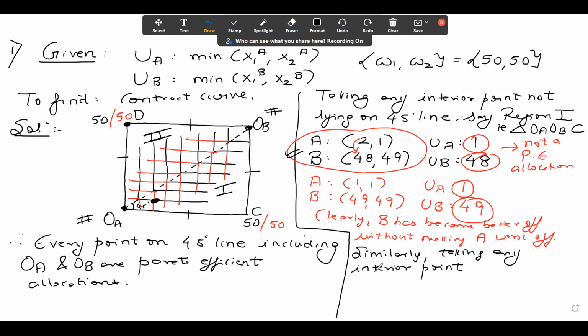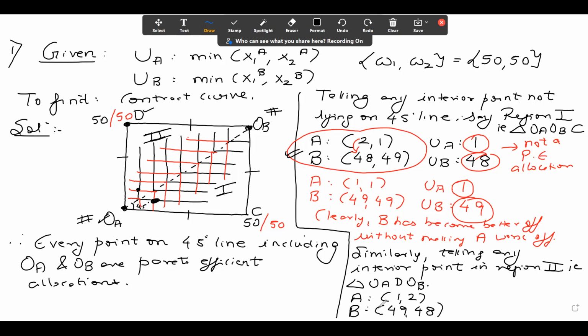Taking any interior point in region 2, that is, region 2 is given by triangle OA D OB. If you look at OA D OB, this is my triangle. I take any interior point in this. Suppose I take a point 1, 2. 1, 2 will lie somewhere here. And B has how much left? 49, 48.